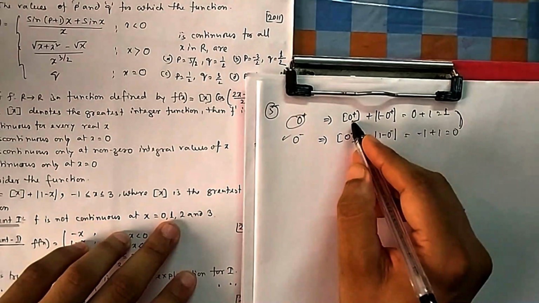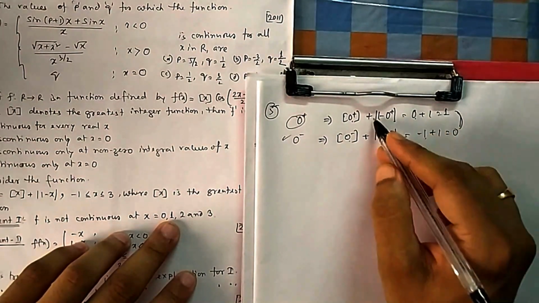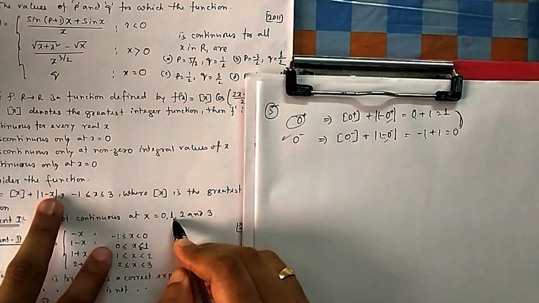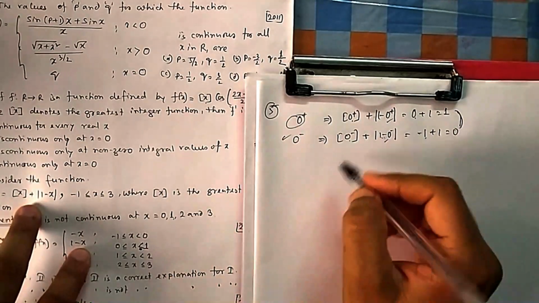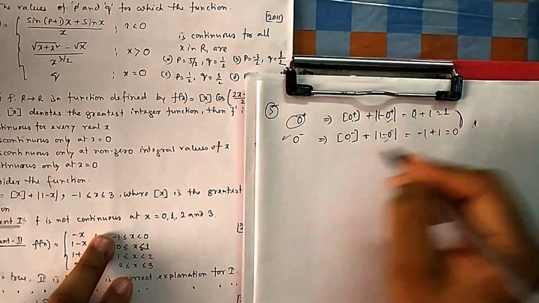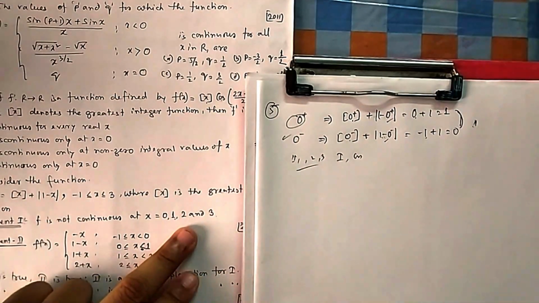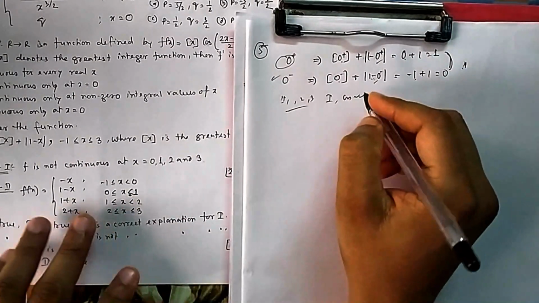Similarly at 1 also, this will be 1 and this will be 1 minus, it will be 0. So these two will be the same, here also. At 1 plus and 1 minus, both will give you the same answer, 0 mod. But this will change, so it will be discontinuous there. Similarly you can check for 1, 2, 3. For all these points it will be okay. So it is continuous, so 1 is correct of the explanation.